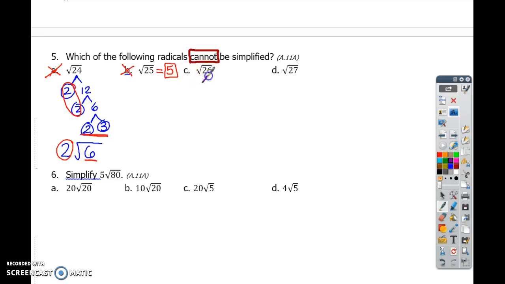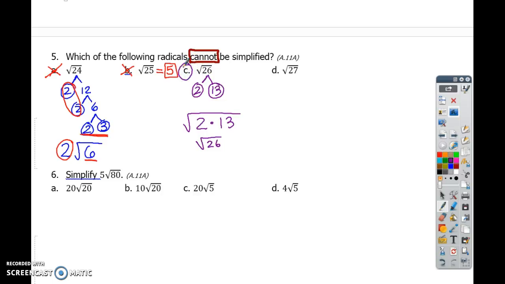C can be divided by 2, and that gives you 13, and 13 is a prime number. So if I expand it, that's 2 times 13, there is no pairs to come out. So this cannot be simplified. It stays square root of 26. So that is your answer.